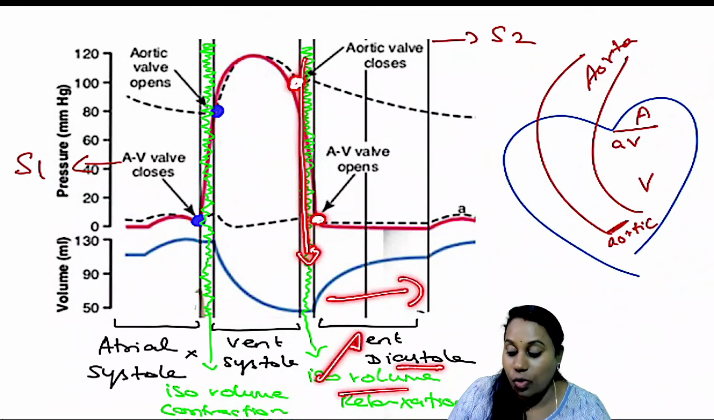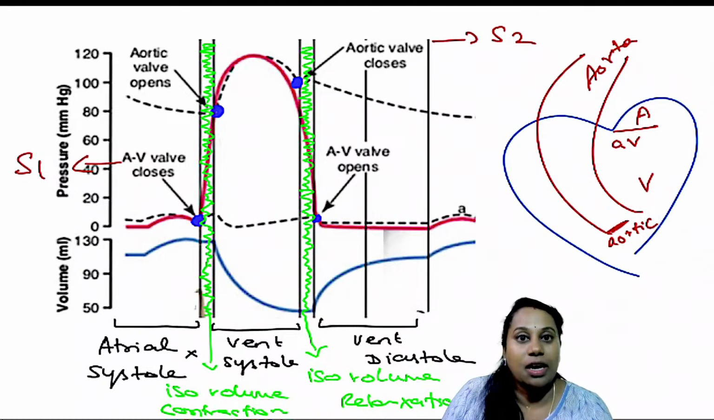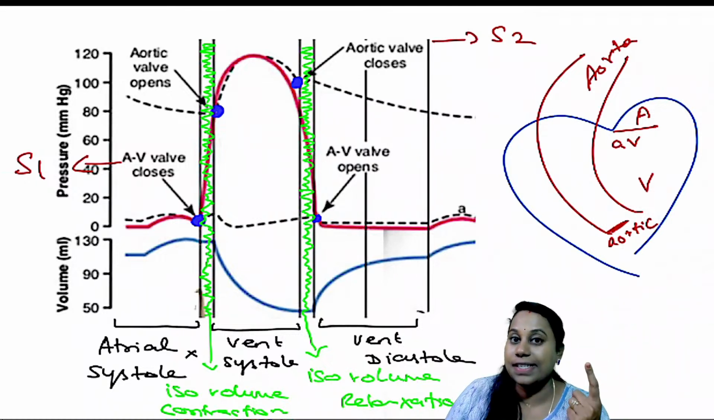So it is called isovolumetric. Diastole means relaxation, so it is the isovolumetric relaxation period. How will you fit heart sounds into this? Two heart sounds, S1 and S2. First heart sound, second heart sound.